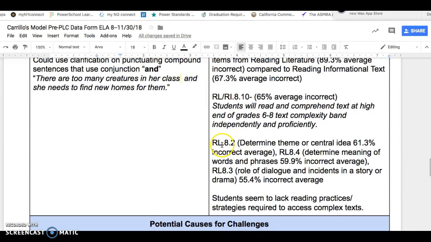Okay, and then you can see other standards that were missed too. Reading literature 8.2, which asks students to identify central idea. In this assessment, particularly, our students carried an average of 61.3 incorrect. And then 8.4, students having to determine the meaning of words and phrases, is going to be an absolutely critical skill. And reading complex text, again, pretty close to 60% incorrect average, which is alarming. This is an area that we definitely need to work on.